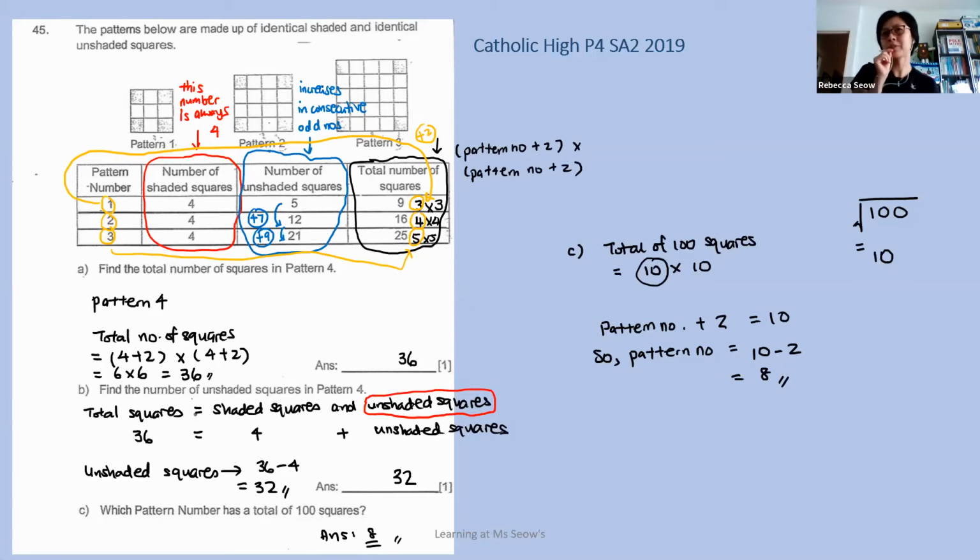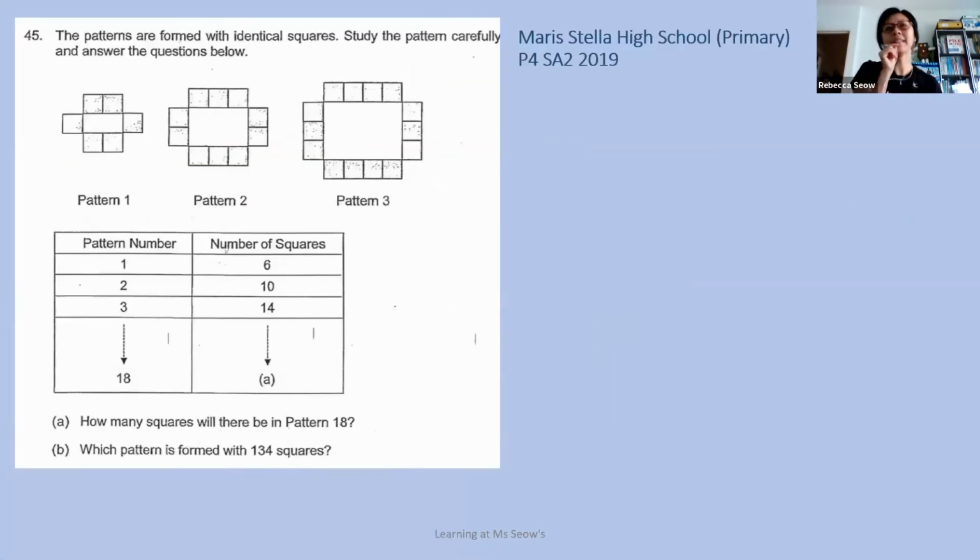Now we are going to move on to the second question, which is somewhat slightly different. Again, question 45, taken from Maris Stella High School Primary. This is also a question from the P4 SA2 2019 paper. It says that the patterns are formed with identical squares. Study the pattern carefully and answer the questions below.